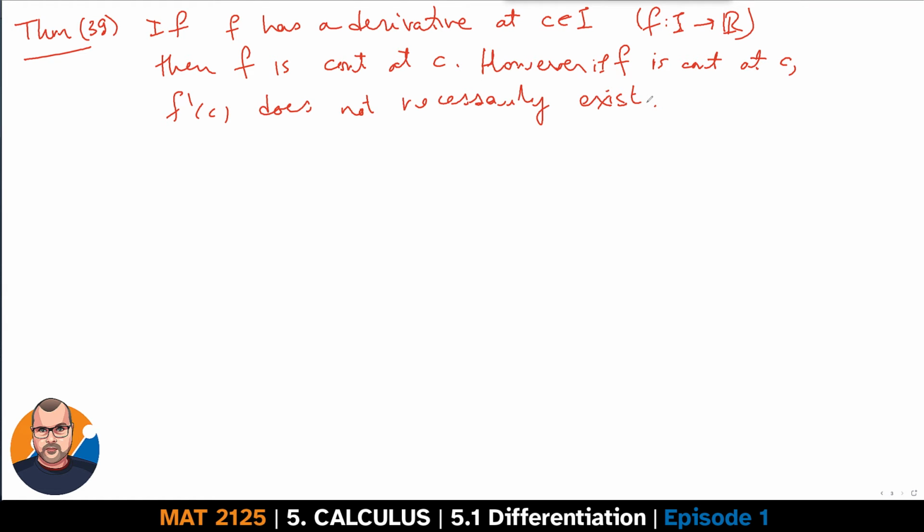It's not too difficult to find such an example. Look at this function here. If f of x is the absolute value of x, it is definitely continuous at the origin, but it's not differentiable at the origin. It doesn't have a derivative.